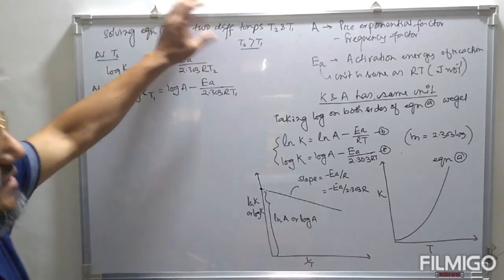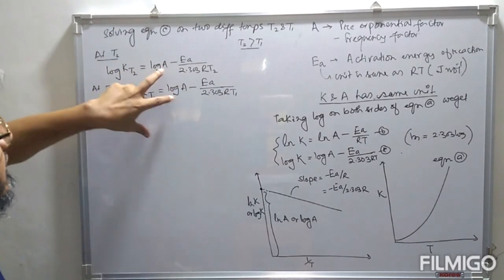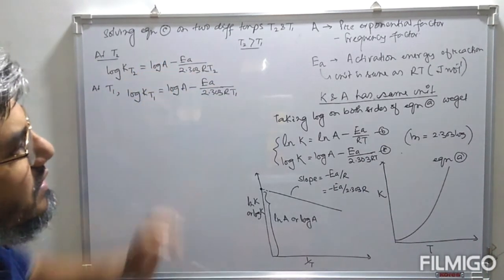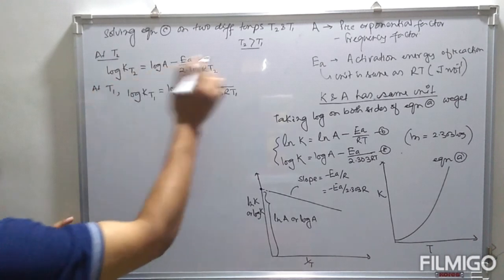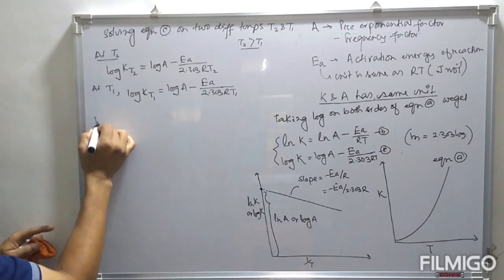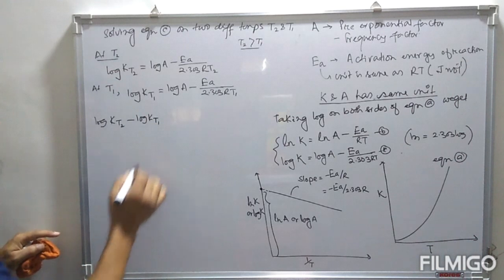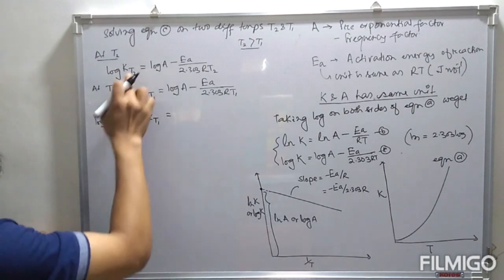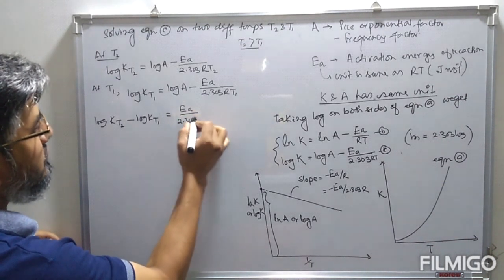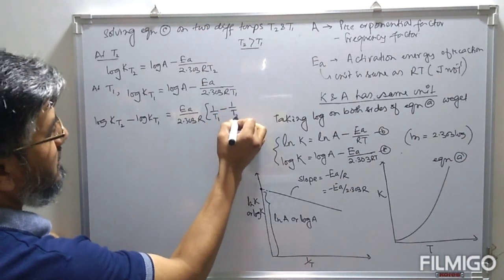Now, while changing temperature, we are just assuming that during this change in temperature, the pre-exponential factor or the frequency factor almost remains constant, and the activation energy of the reaction also almost remains constant. So let us see. Look at this. We can carry out this operation: log k at T2 minus log k at T1. So this will be equal to Ea by 2.303 R times 1 by T1 minus 1 by T2.